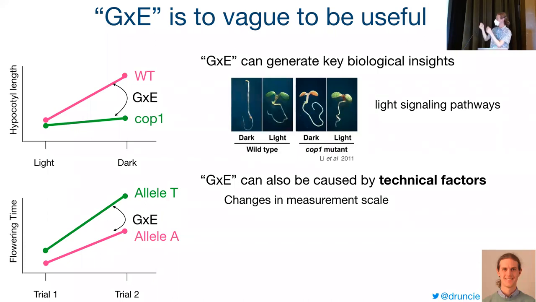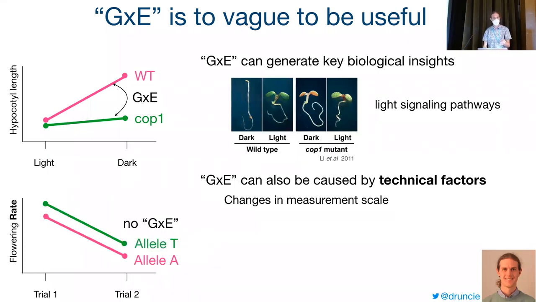But if you change, instead of calling it flowering time, you call it flowering rate, the speed of flowering, transformed exactly the same data, and now we have no G by E. So that's not very satisfying if G by E is just dependent on how we constructed the problem rather than some fundamental biology.